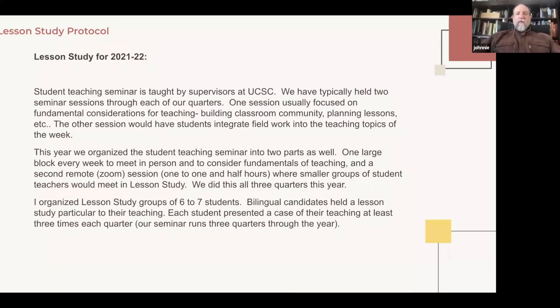We did this all 3 quarters this year, and each student teacher would present 3 times at least through the quarter. So it was an ongoing expectation, not just one-offs. But then obviously they were expected to participate and talk and be involved in the cases that were presented by peers. So it wasn't just 3 presentations and they're done, it was involved. I organized lesson study groups of 6 or 7 students. The bilingual candidates held a session particular to their teaching. And as I said, each student presented a case of their teaching at least 3 times a quarter. And we have 3 quarters every year.